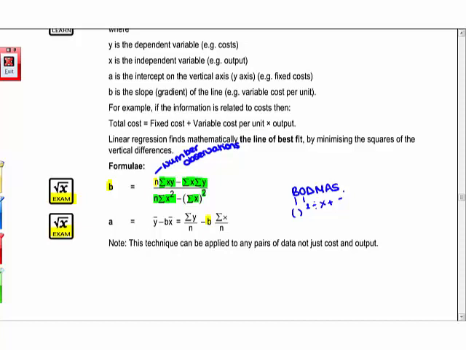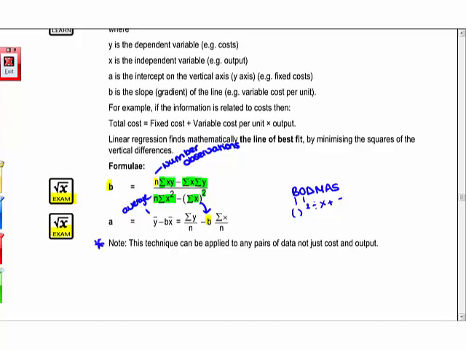Once you've worked out B, you can pop it in to the equation for A. So we've got y bar, which is the average of all of the y values, minus b x bar. So we've got a value of b up there times by x bar, which is the average of all of the x's. And here we've just written out how you calculate the averages. So y bar is the total of the y column divided by the number of observations.